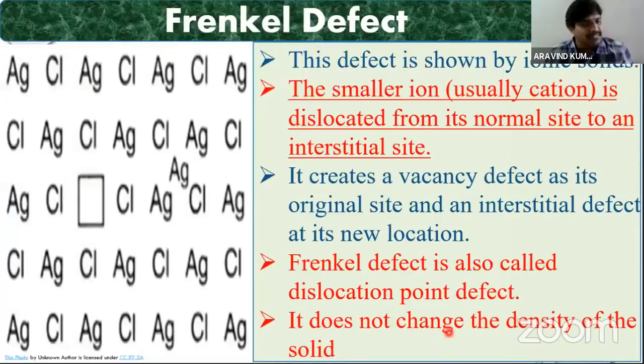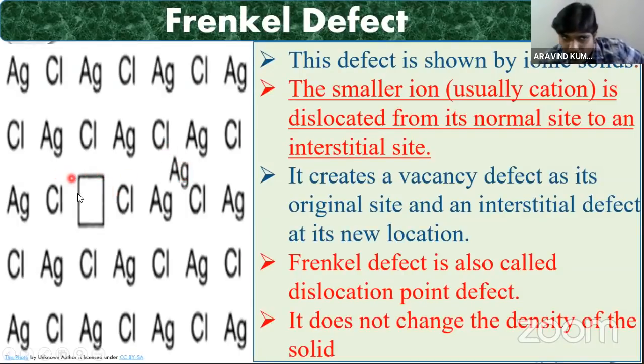Right, Frenkel defect. Now you are able to see the diagram of the Frenkel defect. This is also formed by ions. You have Ag and Cl ions present in this. See here, children, I am highlighting Ag. Being Ag, it is a cation. It has a small size when compared to the chlorine.